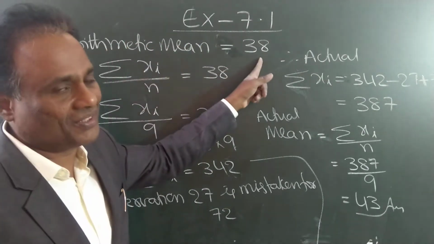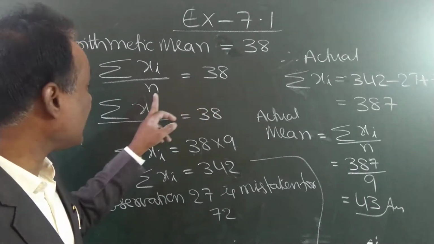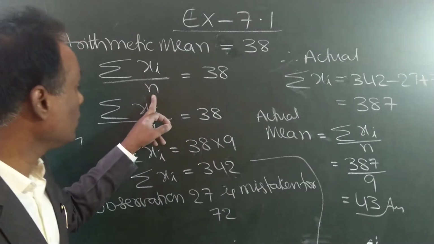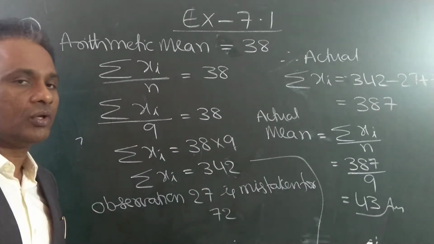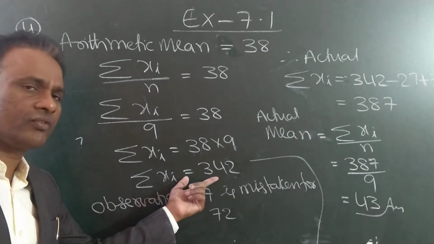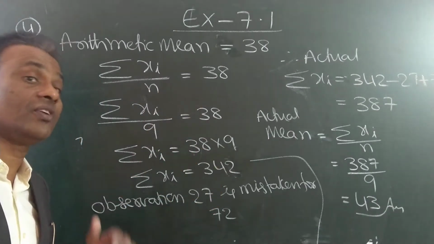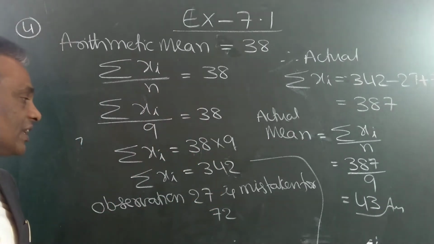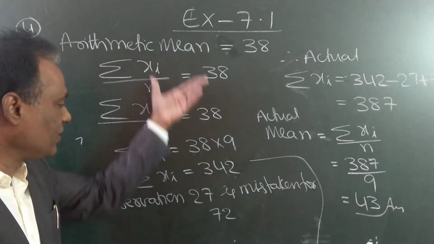Mean is 38. Formula for mean is sigma xi by n is equal to 38. N is given as 9. See the textbook. 9 observations. So 9 that side, 38 into 9, 342. This is the sum of the observations. By adding 9 numbers, we are getting 342. But after that, we observed that we made a mistake. What mistake? Actual number was 72, but we took 27 and we did all this.